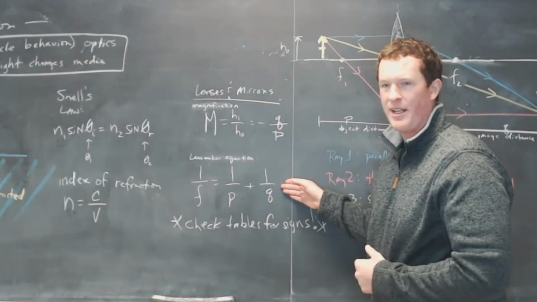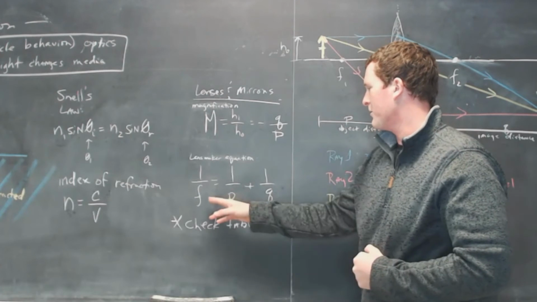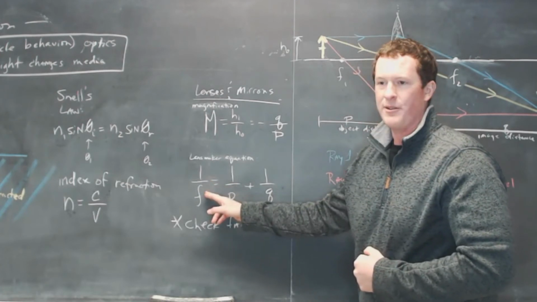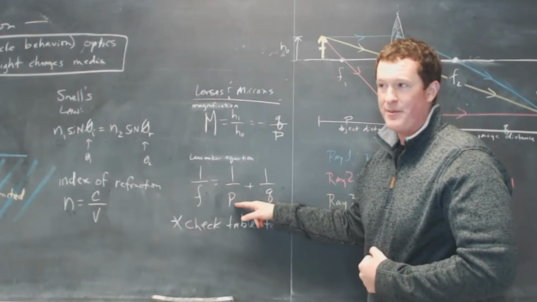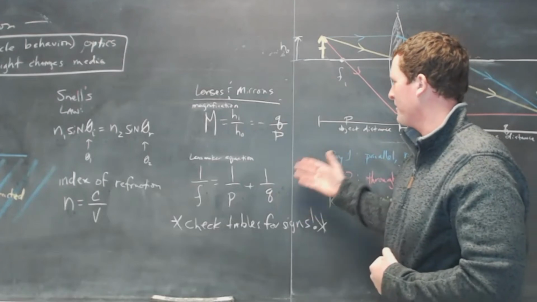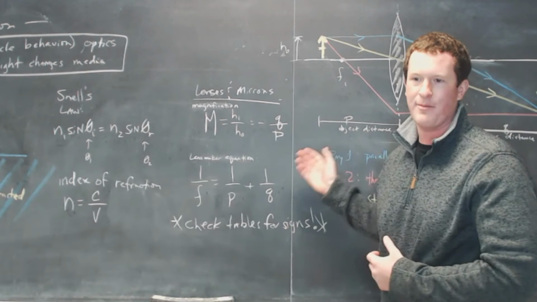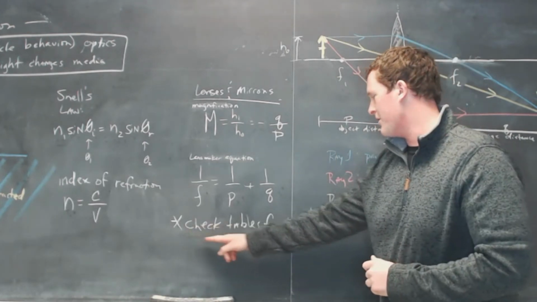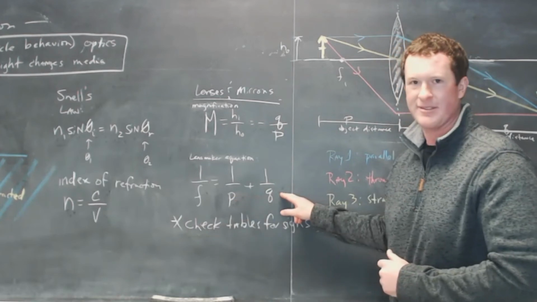And the second equation we have here is known as the Lensmaker equation, and that is equal to the inverse of your focal point, and that is equal to the inverse of your object distance plus the inverse of your image distance. And I will say once again that both of these equations work for both lenses and mirrors. You need to make sure that you check the tables for the signs regarding these two numbers.